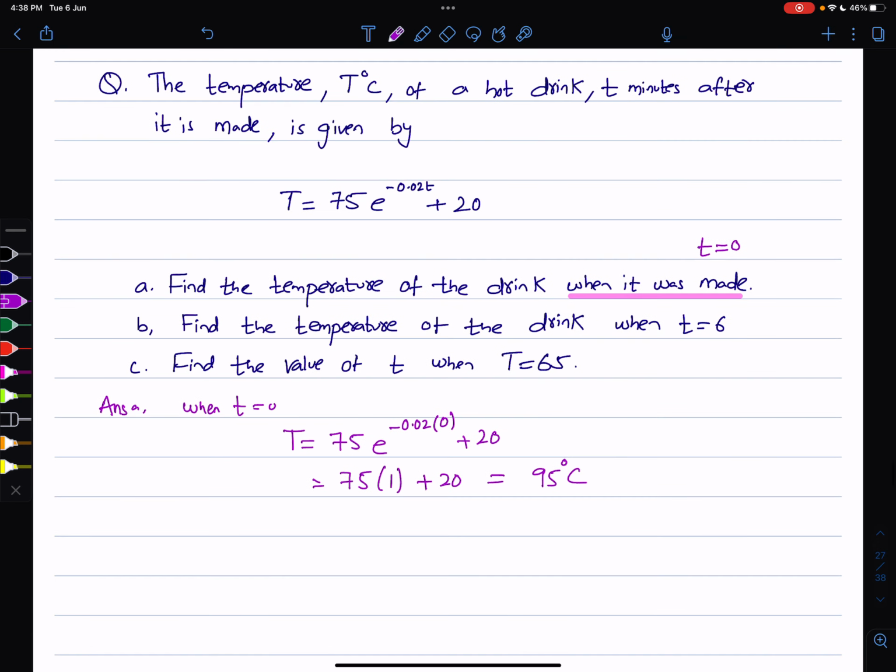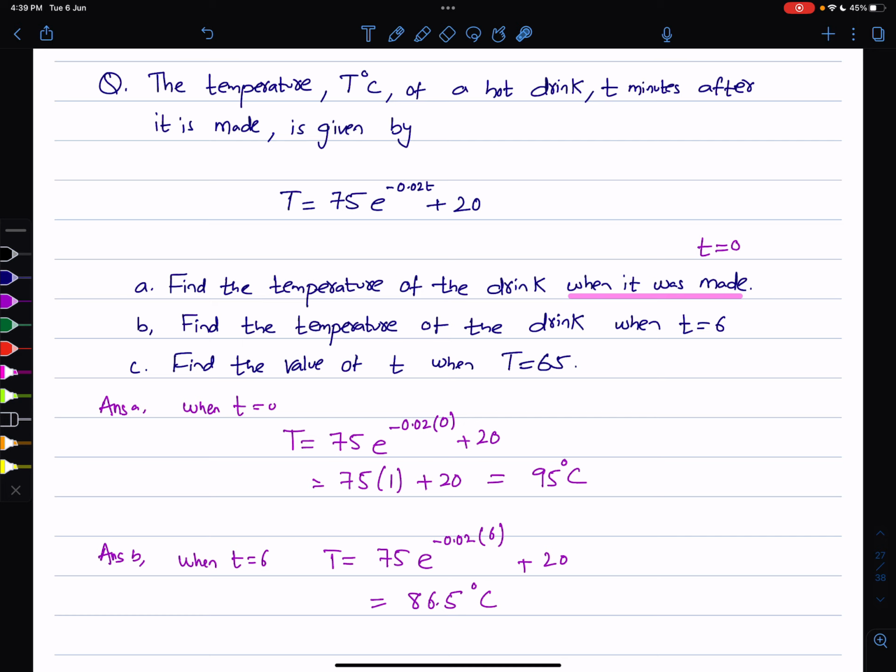Now we need to find the temperature of the drink when t is 6. So in part B, when t is 6, let's find the temperature. 75 e to the power of minus 0.02 times 6 plus 20. So if we do the math, it comes out to be 86.5. So after 6 minutes, the temperature of the drink is 86.5 degrees centigrade.